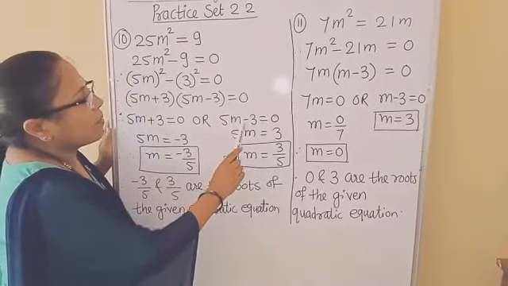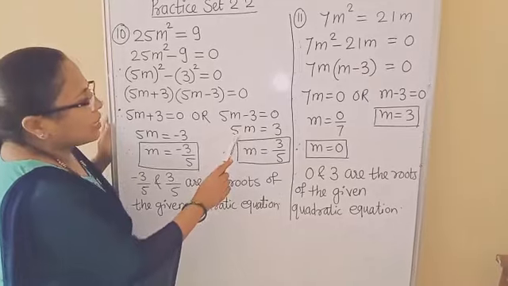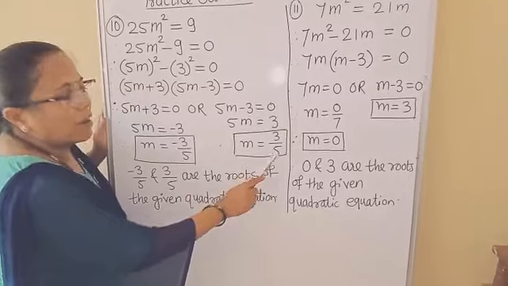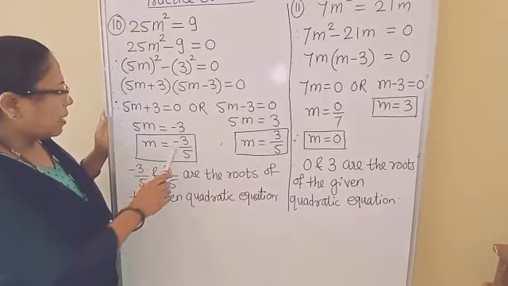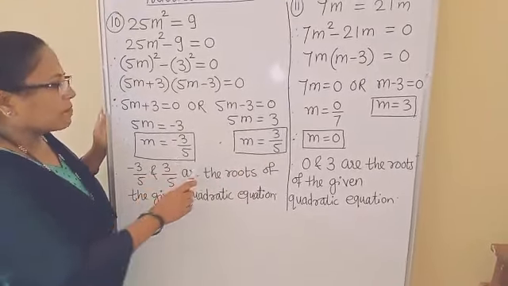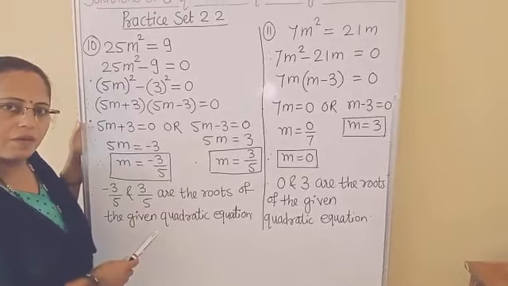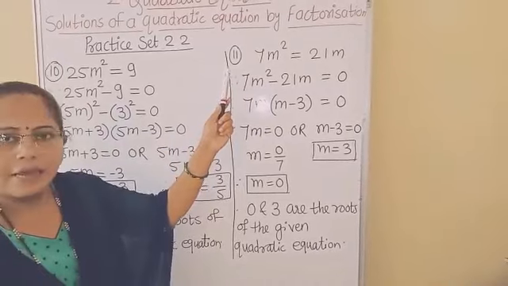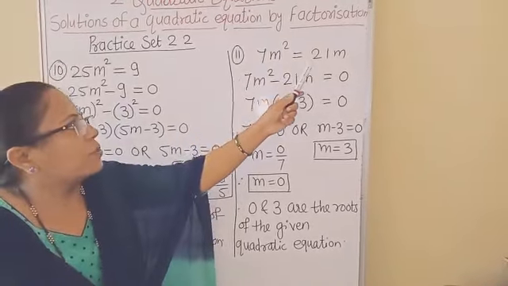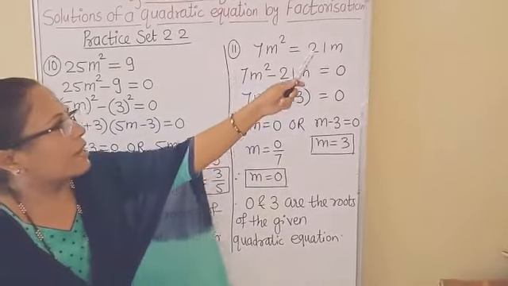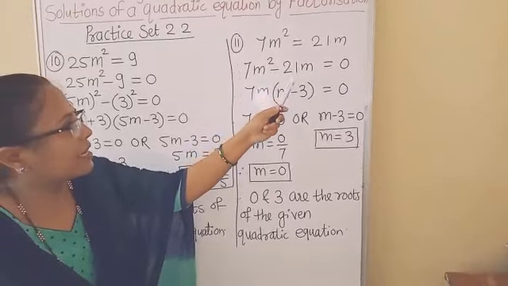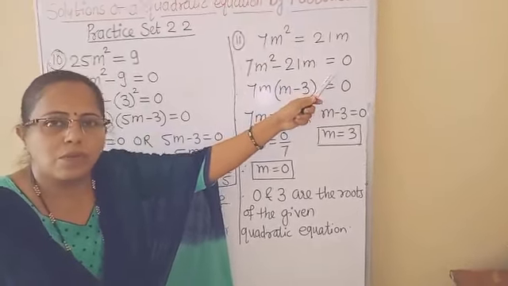Second equation, 5m minus 3 equal to 0. Therefore 5m equal to 3. Therefore m is equal to 3 upon 5. Therefore minus 3 upon 5 and 3 upon 5 are the roots of the given quadratic equation. Followed? Now next one. Example number 11. 7m square equal to 21m. Take 21m on left hand side. So we will get here 7m square minus 21m equal to 0.